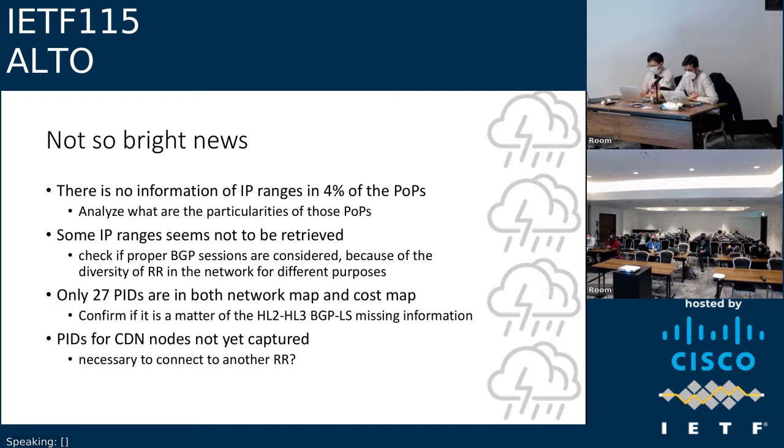Probably we need to connect to some further route reflector to look for where these prefixes are being advertised. Only 27 PIDs are in both the network map and the cost map. This could be the result of the known issue with the interconnection between hierarchical levels 2 and 3, but we need to assess that. We are not yet sure if this is the cause. And finally, the PIDs for the CDN nodes are not yet captured, and this could be just a matter of connecting again to a different route reflector.